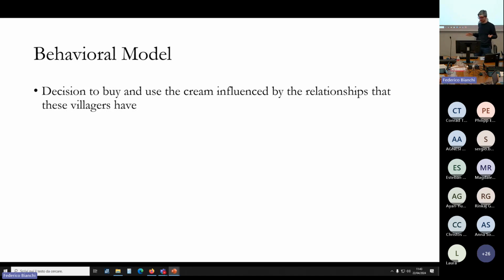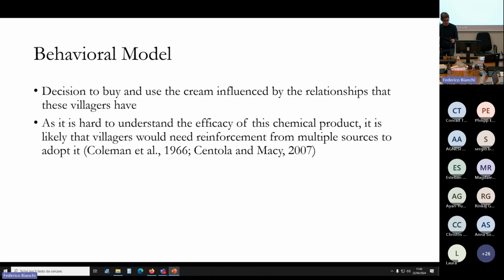So, social influence implies the decision to buy and use the cream is influenced by the relationships that these villagers have. And in particular, we believe that this influence is not what's typically called in the literature simple contagion, like that of infectious diseases, in which I just need exposure to someone with a disease to actually be infected, but what's typically called complex contagion, as defined, for instance, by Damon Centola and Michael Macy, because it is very hard for these individuals to understand the efficacy of this chemical product.